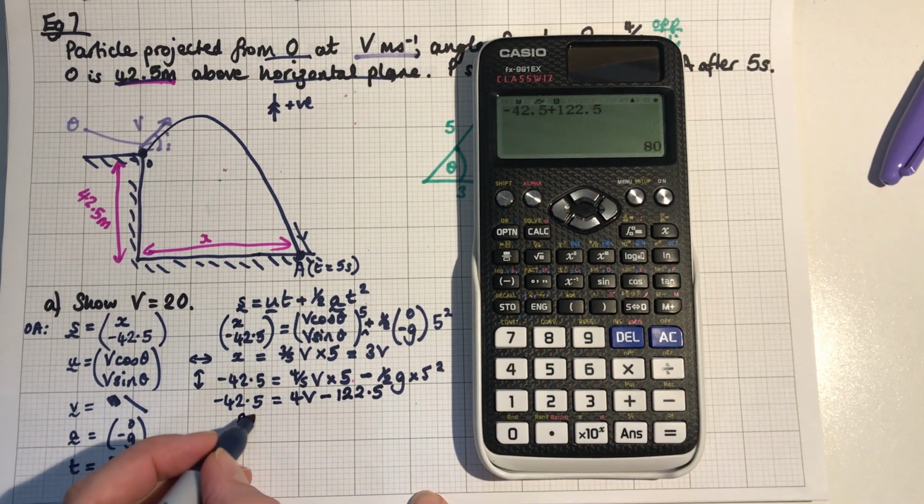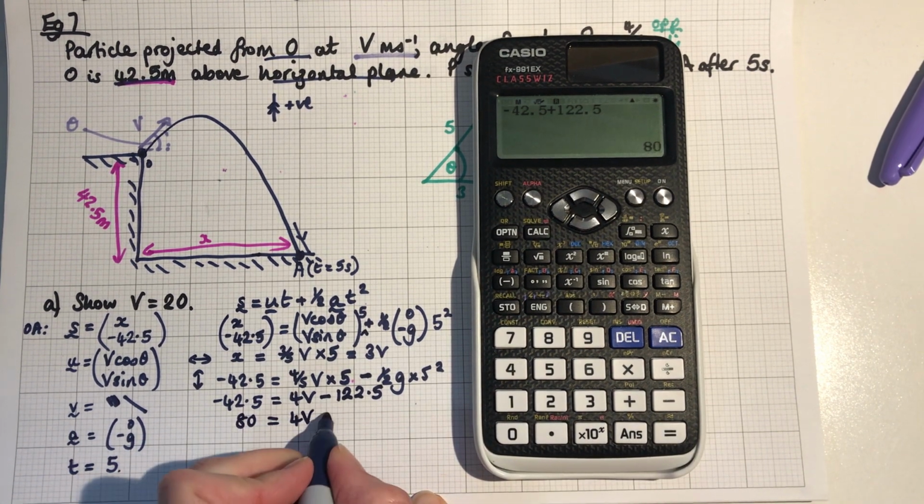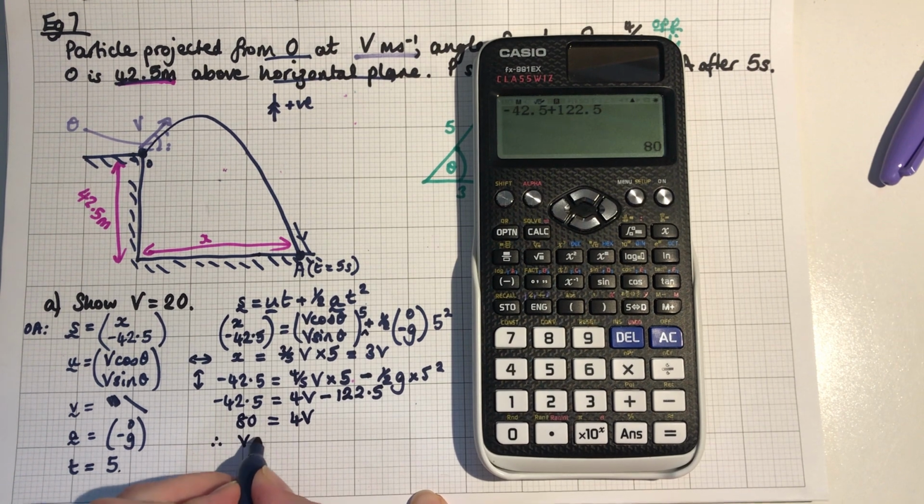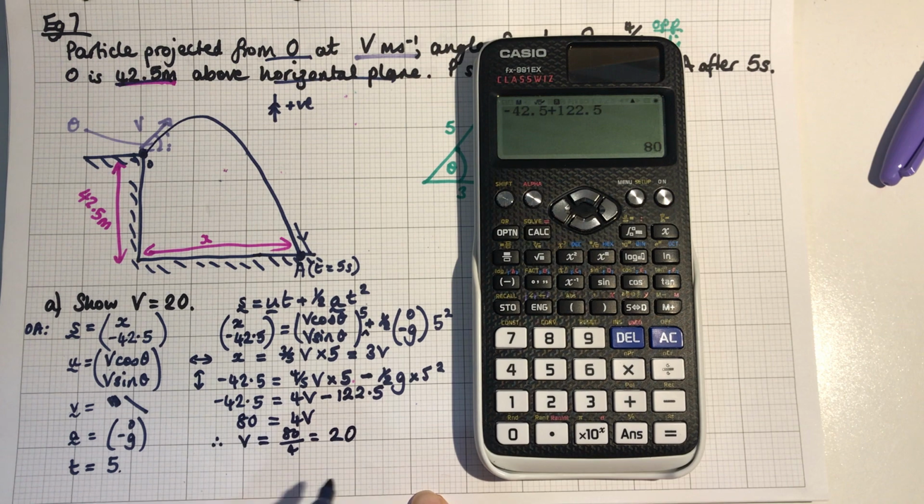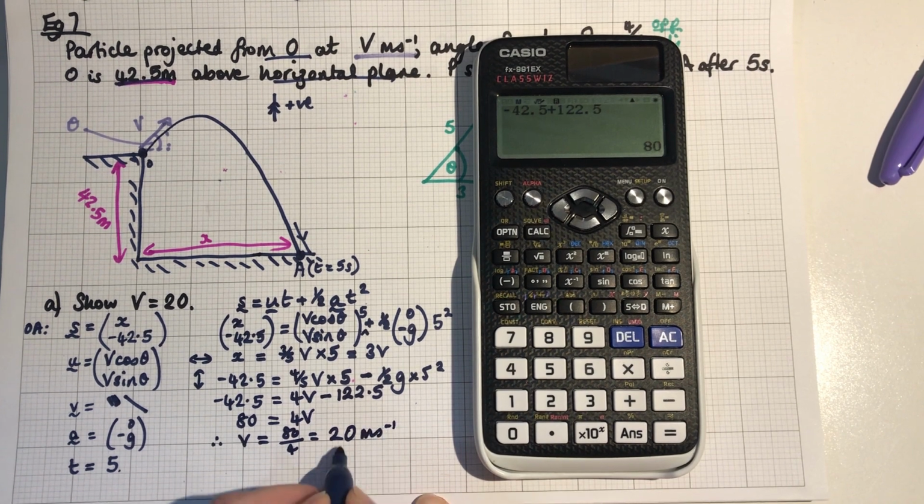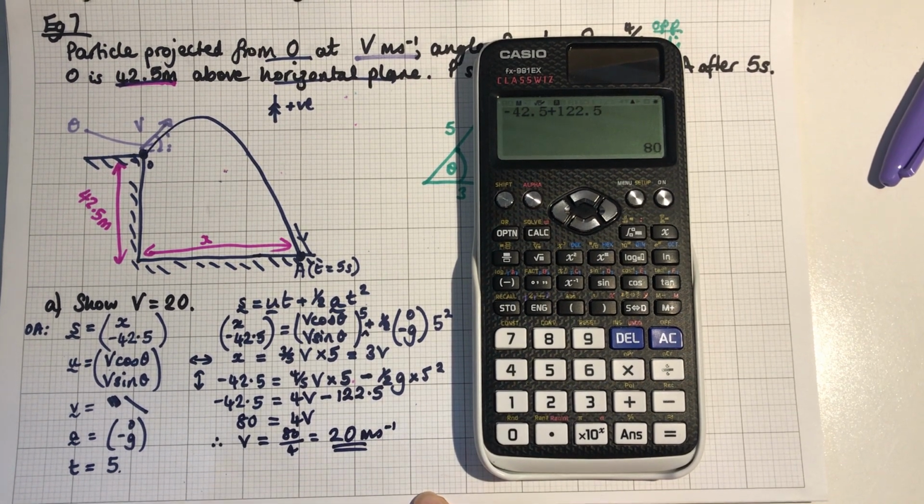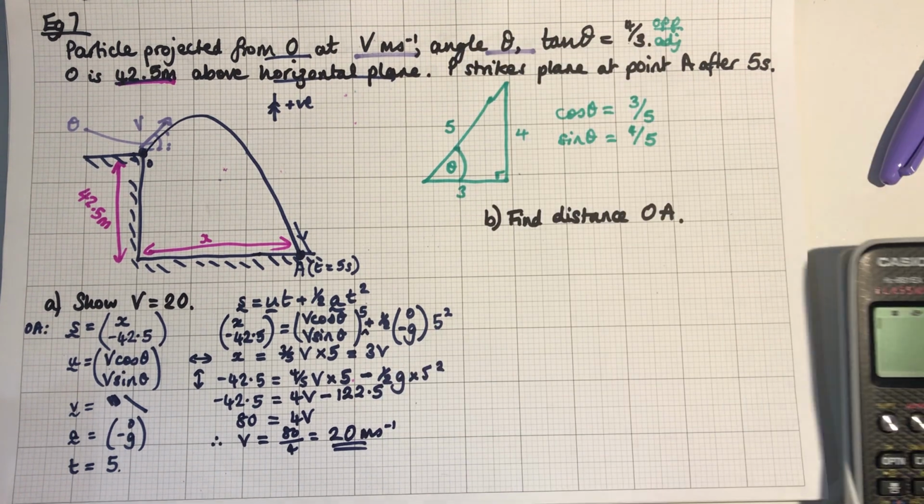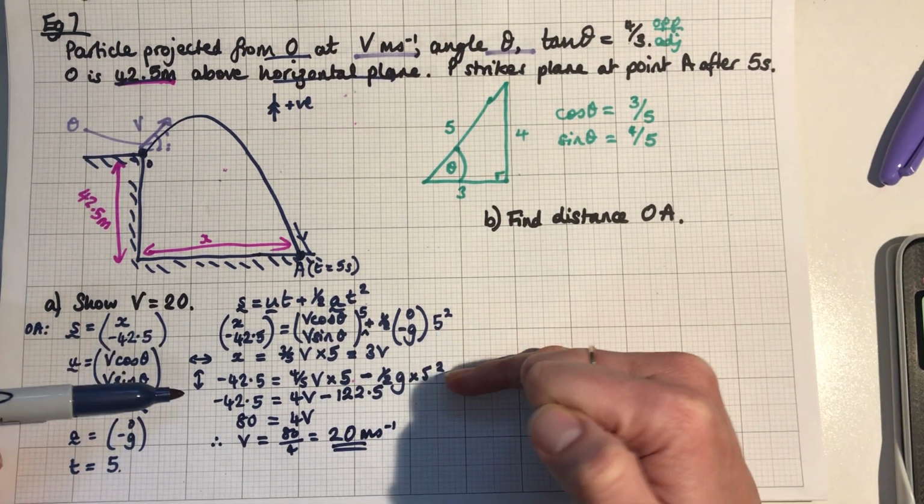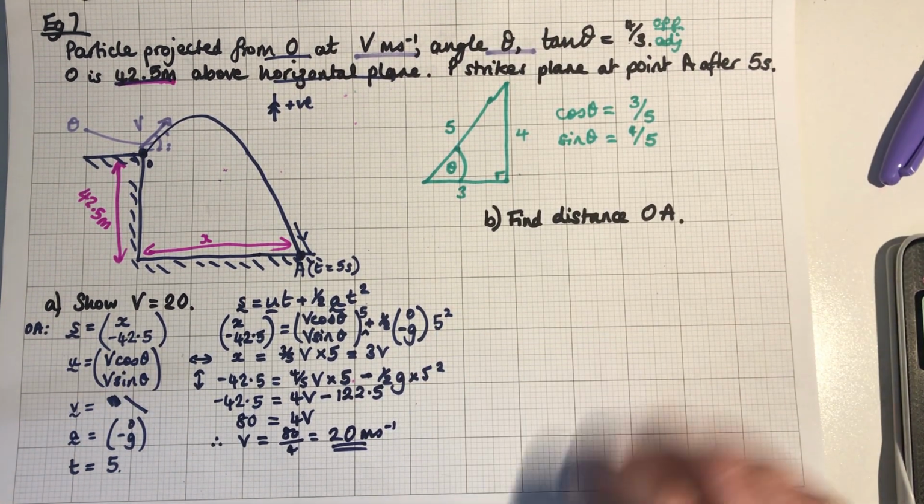So that gives me 80 equals 4v, and that therefore tells me that v is 80 over 4, which is 20 metres per second. And that was what I had to show. So I've done that. Now, the reason I wanted to write out both equations here is because I knew I was going to need this top one for part B.